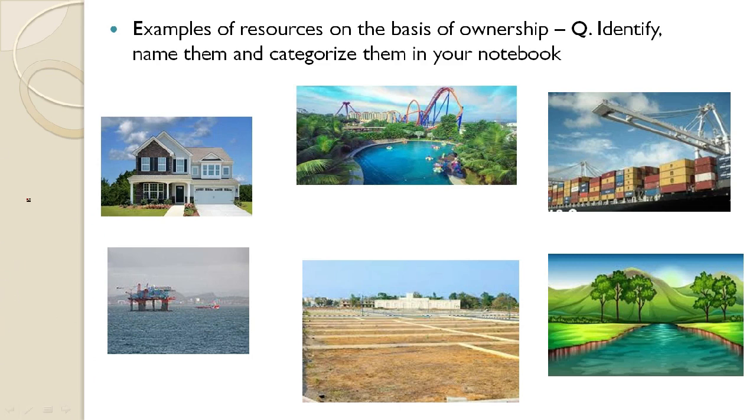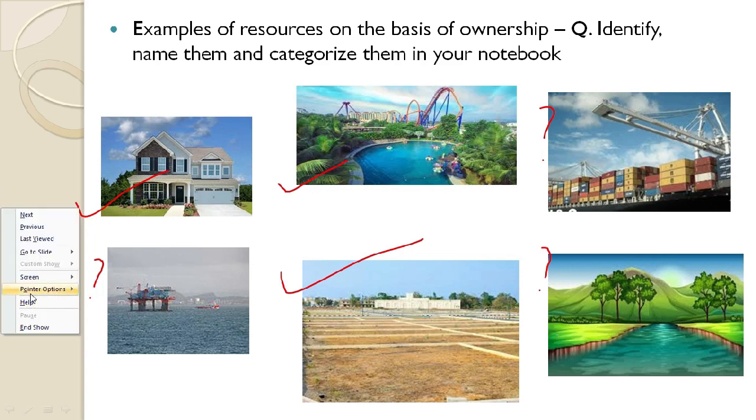So here, as you can see, there is a house. The second one is an amusement park. Now if we look at this picture, this is a plot. I want you now to identify the rest of the pictures. What is this? What does this picture suggest? And what does this picture suggest? You have to identify these pictures and categorize them accordingly in your notebook.